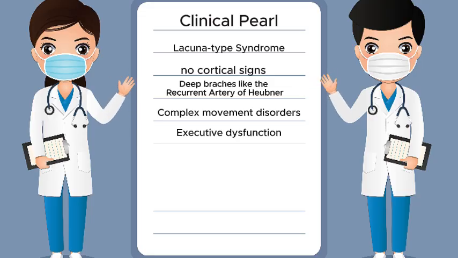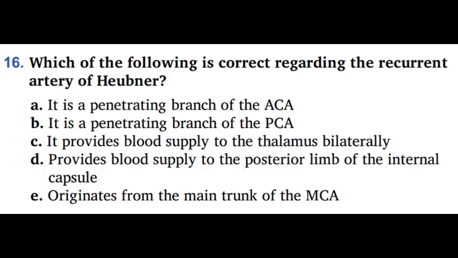So, back to our question. Like we said, the answer is the penetrating branch of the anterior cerebral artery. So, think recurrent artery of Heubner, think penetrating branch of anterior cerebral artery.